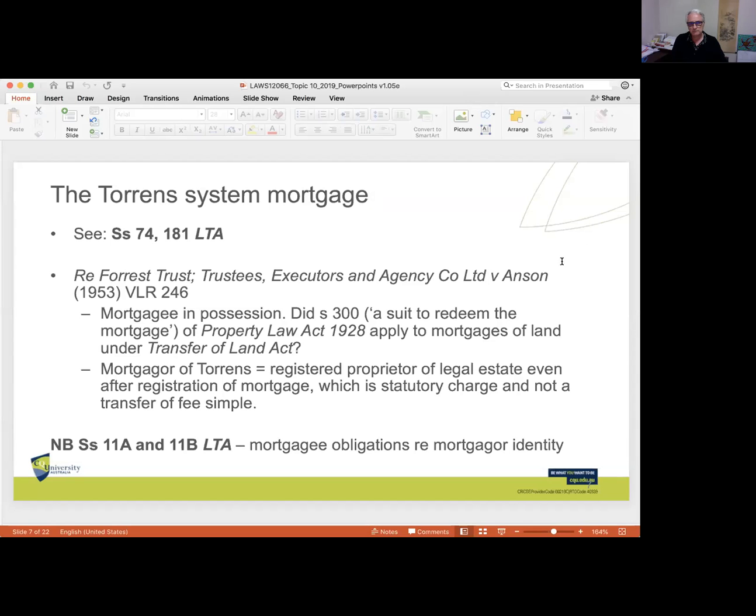Okay, so I'll just go back to the slides. And we can see there that you can have a look at the Forest Trust decision, 1953 Victorian decision, in relation to that. And you can see that discussed in your casebook at 11.23 capital C, starting at page 1076, just as an example of explaining the nature of a Torrens system mortgage.